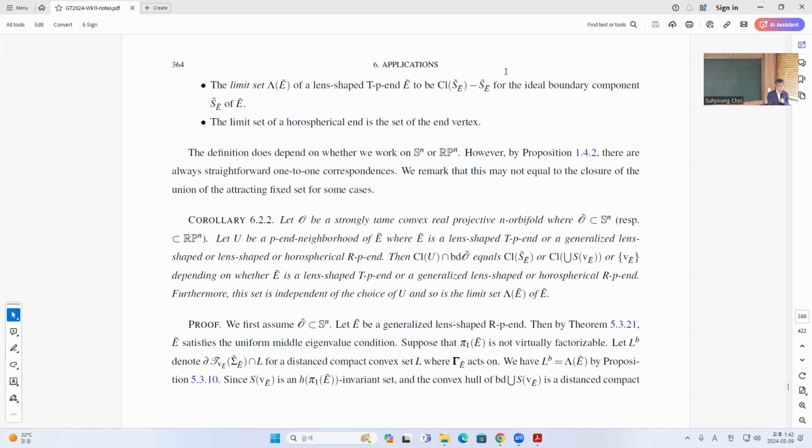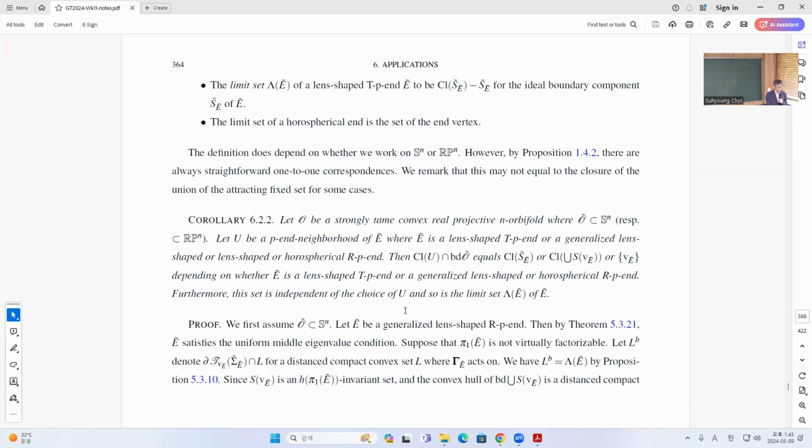Okay, so then because this is an open subset of the hyperplane, and the limit set of a hollow spherical end is only the vertex here. So corollary 6.2.2 is that if you have a lens-shaped or generalized lens-shaped or hollow spherical end in RPn, then for any RPn neighborhood, Cl U BDO is actually just Cl S tilde E, or this set we defined earlier. Okay, so it is actually independent of the choice of U.